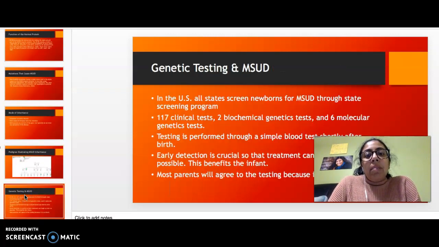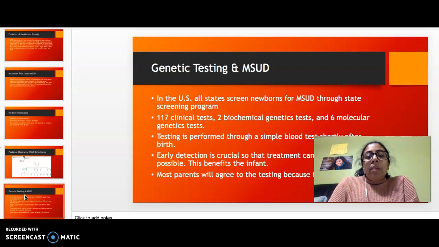Genetic testing for MSUD. In the U.S., all of the states screen newborns for MSUD through the state's newborn screening program. There are 117 clinical tests, 2 biochemical genetics tests, and 6 molecular genetic tests available. Basically, testing is done through a simple blood test that is taken shortly after birth. Early detection is crucial because the earlier you detect it, the sooner you can treat it, and therefore the infant benefits.